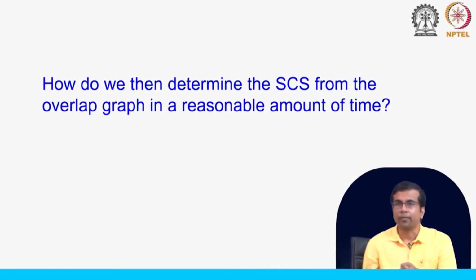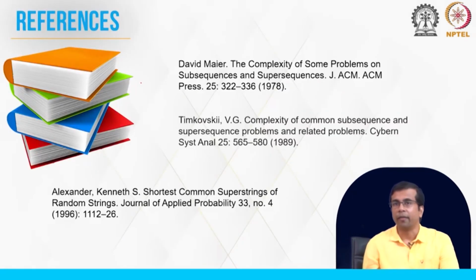So, the question we are now left with is how do we determine the SCS, or shortest common superstring, from the overlap graph in a reasonable amount of time. This is something we will talk about in the next class, and we will talk about other approaches in the following classes. So, here are the references for this class.